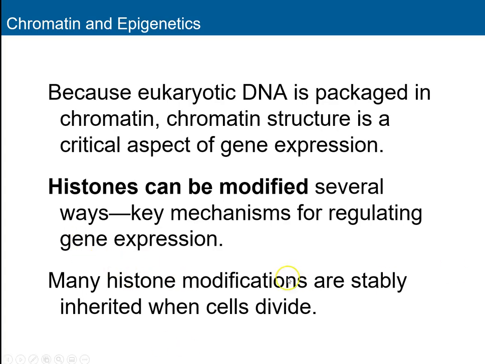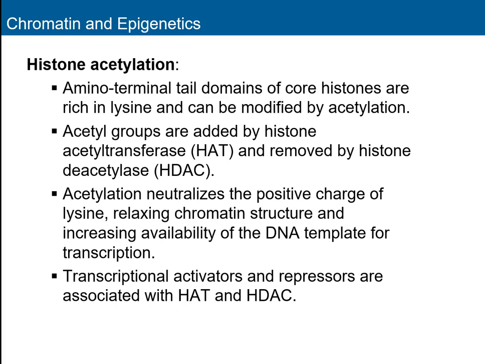And we said many histone modifications are inherited when cells divide. That's the epigenetic part of it, right? We've already introduced this concept before. One of the ways that histones can be modified is something called histone acetylation. I told you, you will read a paper after this exam on histone acetylation in its relationship with Parkinson's disease. Here, acetyl groups are added by a specific enzyme called histone acetyltransferase, HAT, and they're removed by HDAC, histone deacetylase. So we should know these enzymes here.